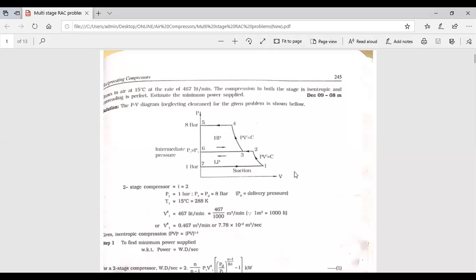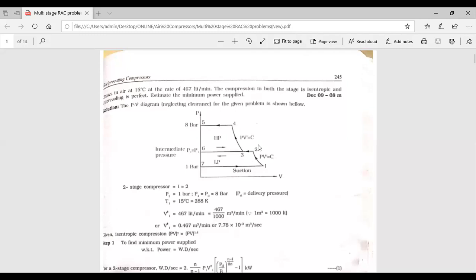The next step is to write the given data. P1 is 1 bar, T1 is 15 degrees Celsius. You convert to Kelvin, that is 15 plus 273, 288 Kelvin. And they have given the delivery pressure. So you remember, P1 is the inlet pressure, P4 is the delivery pressure. On the other hand, we have these two pressures, P2 and P3, which are the same.